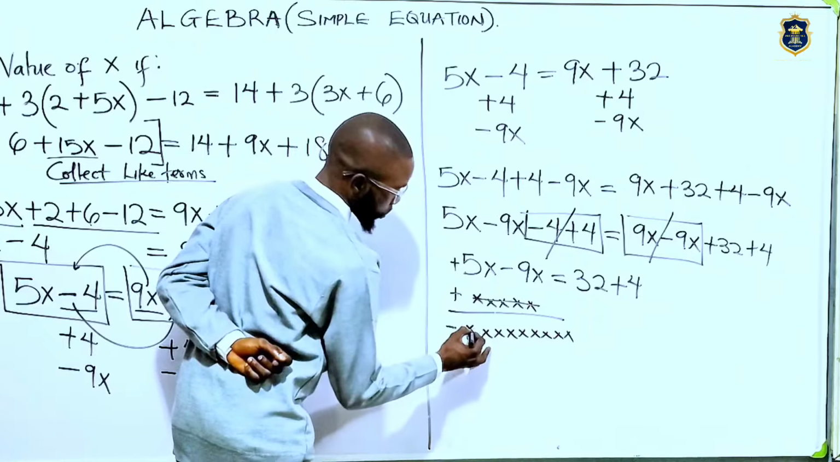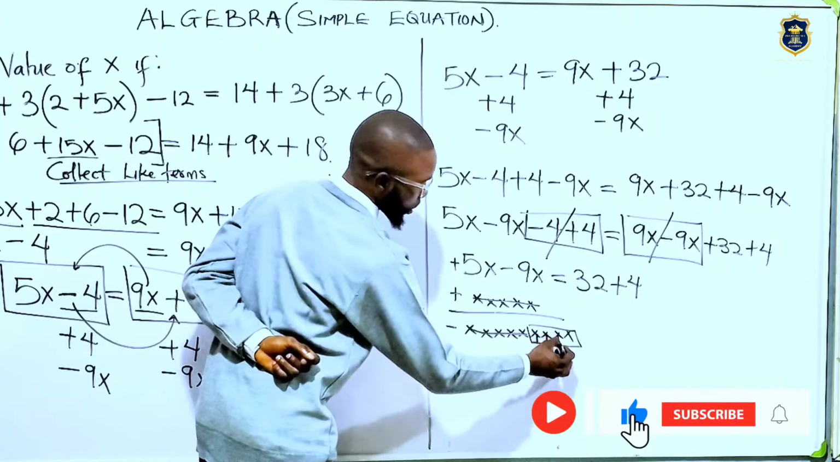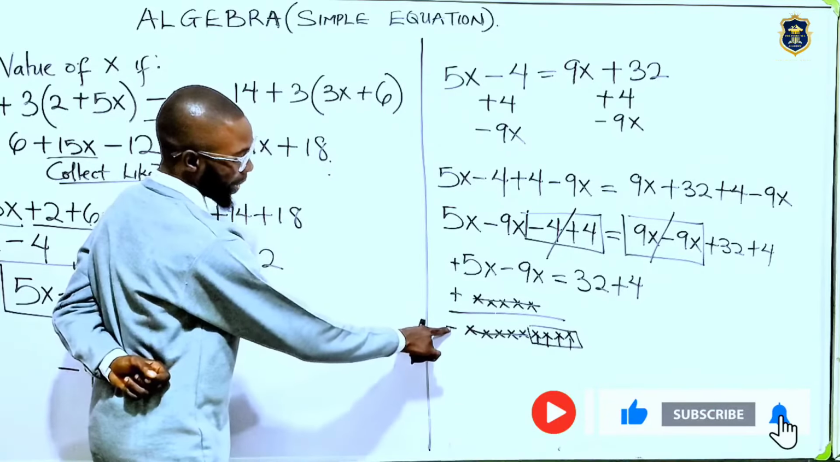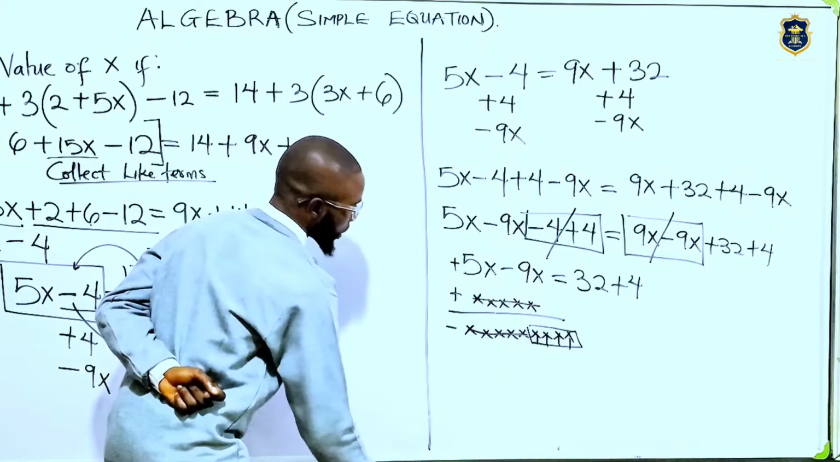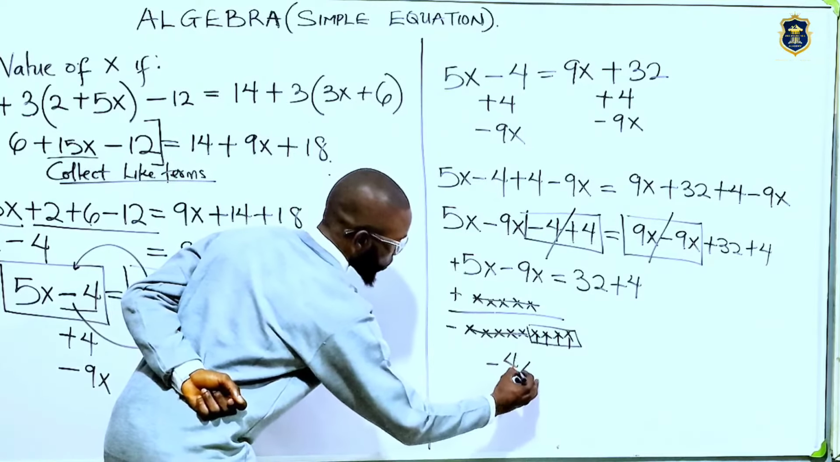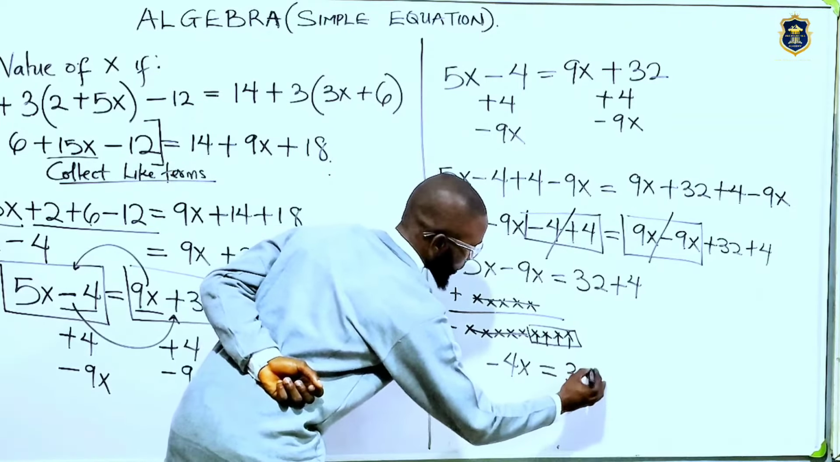So 5 of this x will take off 5 from here. We'll be left with 1, 2, 3, 4, 4x, right? But it's minus 4x. That's the one remaining. So 5x minus 9x gives us minus 4x, which is equal to 32 plus 4. That should be 36.